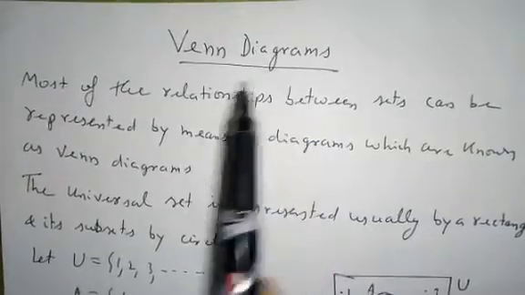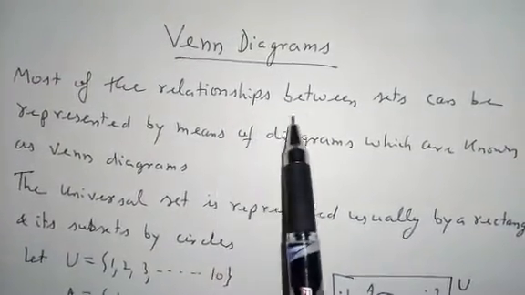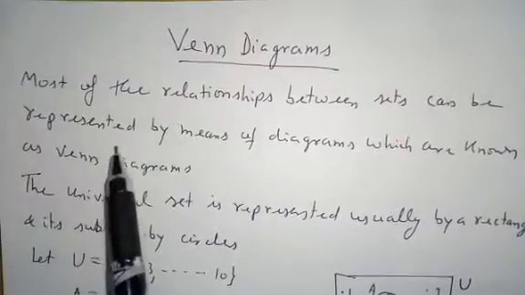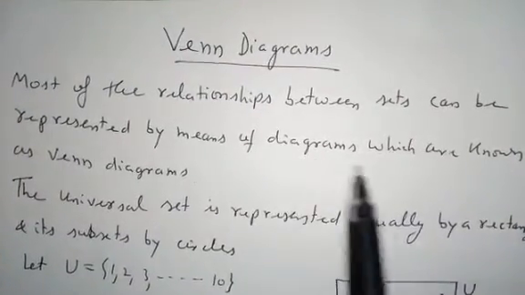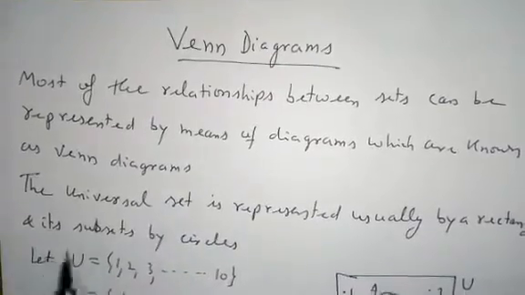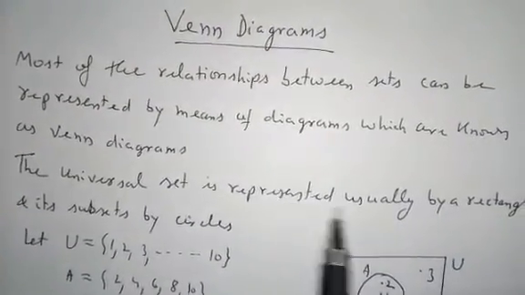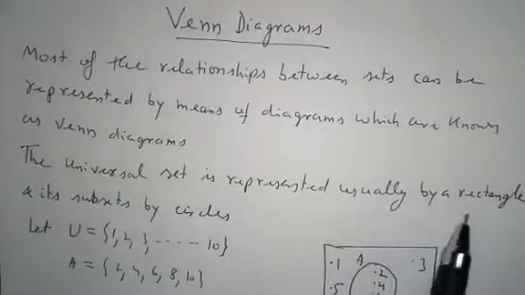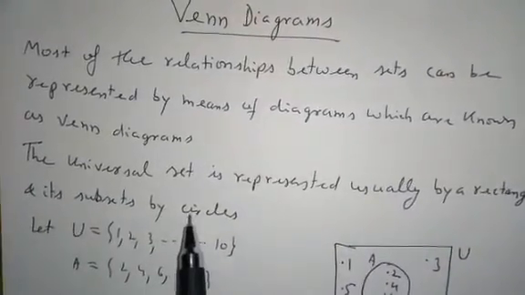Venn diagram. Most of the relationships between sets can be represented by means of diagrams, which are known as Venn diagrams.